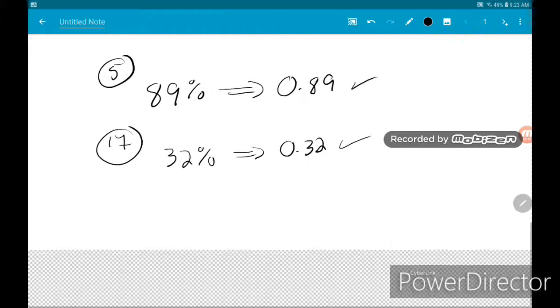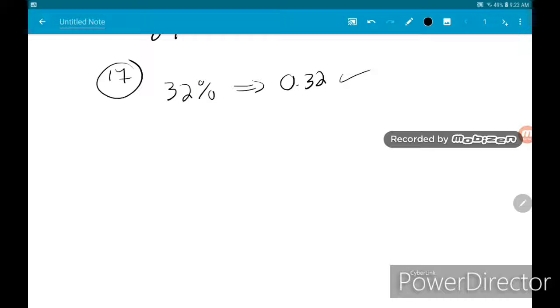The only one that will throw some people off, number 8. 0.08. We move the decimal to the right how many times? Twice. What is it? 8%. 8%, very good. Just move it to the right twice. So it's 8 over 100, which is 8%. That's easy. For this sheet, everyone should get it right.